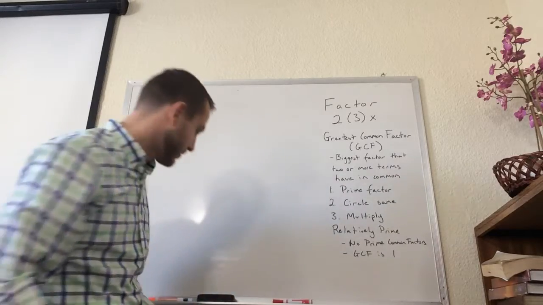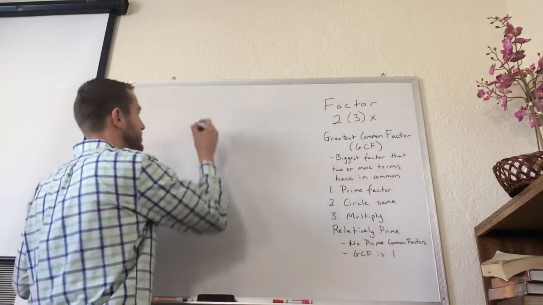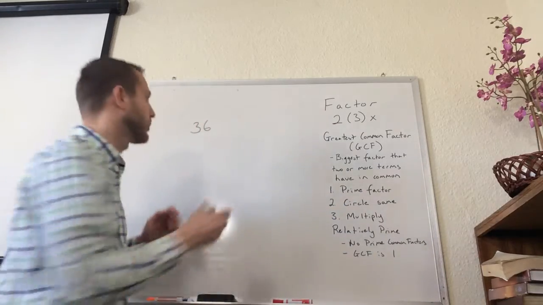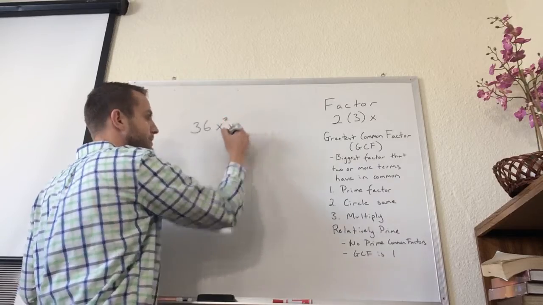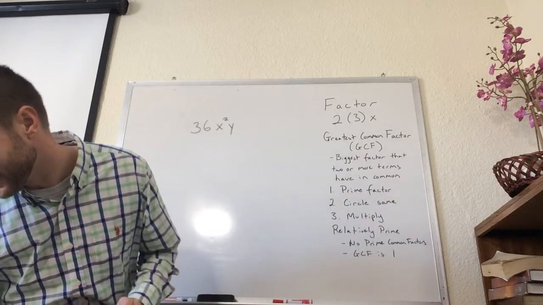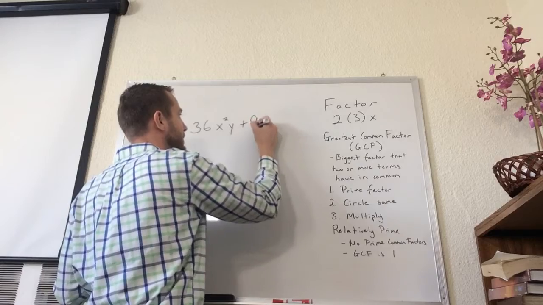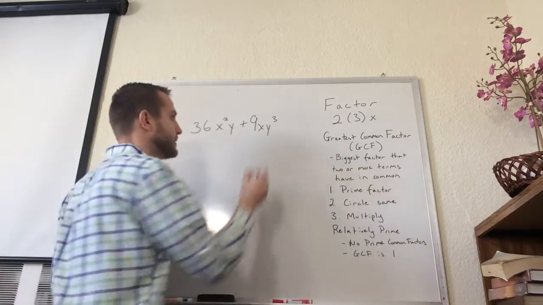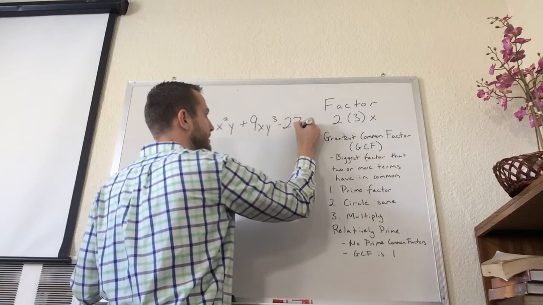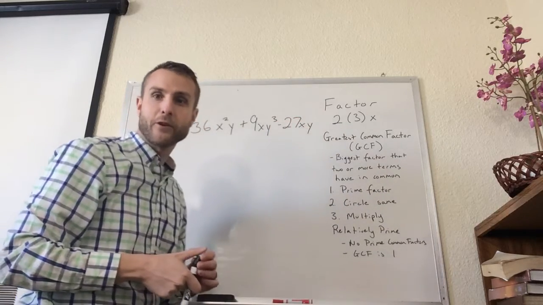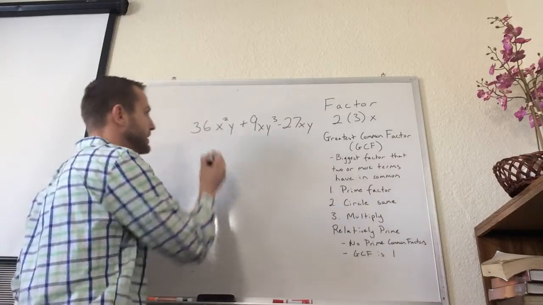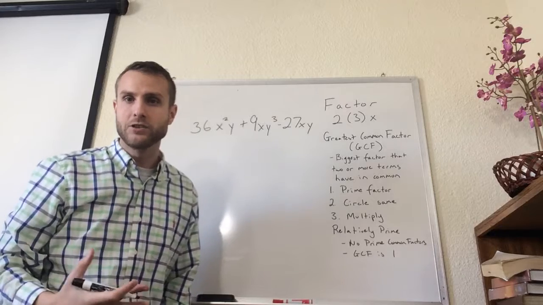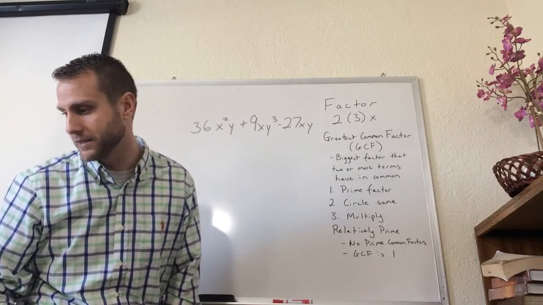So this time I have 3 terms instead of just 2 terms. So I have 36x squared y plus 9xy cubed minus 27xy. So again, my first step is going to be to take all my numbers and do prime factorization. Again, I'm not going to do that because you should know how to do that, and I don't want to take the time.